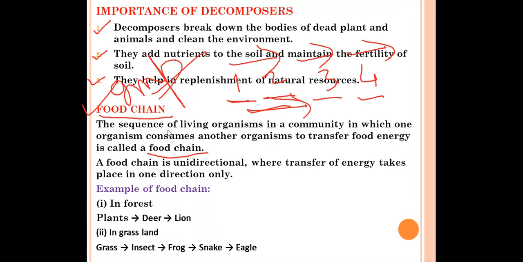In this, what you have to remember? You have to remember the definition of food chain. The sequence of living organisms in a community in which one organism consumes another organism to transfer food energy is called a food chain. An example also.